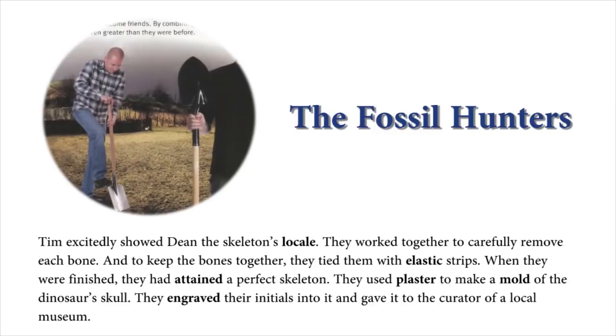Tim excitedly showed Dean the skeleton's locale. They worked together to carefully remove each bone. And to keep the bones together, they tied them with elastic strips. When they were finished, they had attained a perfect skeleton. They used plaster to make a mold of the dinosaur's skull. They engraved their initials into it and gave it to the curator of a local museum.